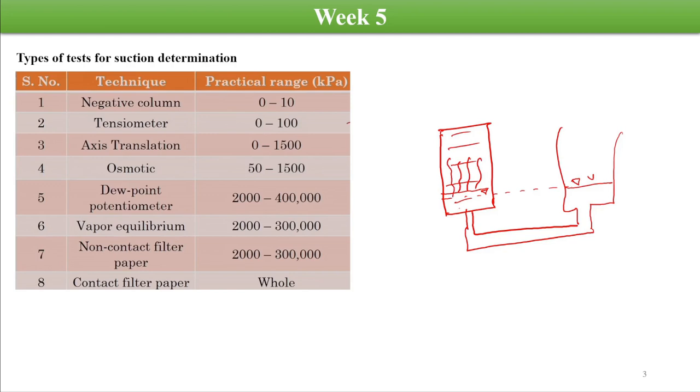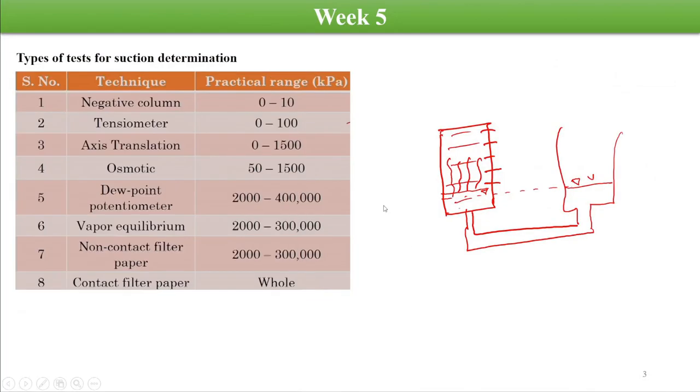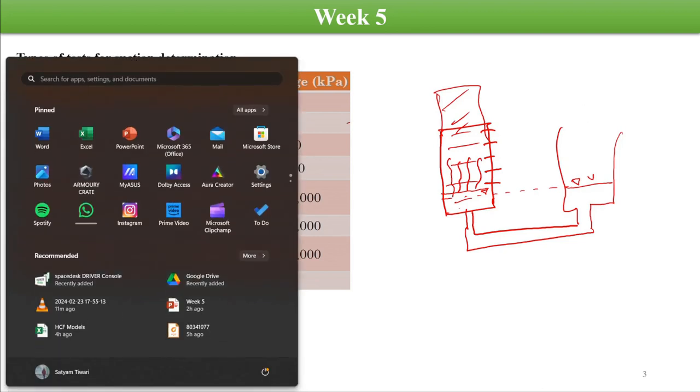In this technique we change the level of the water, and with the help of soil moisture sensors we measure the variation of the soil moisture content over the depth of the soil column. In this test we can measure soil suction in the range of 0 to 10 kPa, because we cannot increase the height of the column to a very great height, so it has a limit of about 10 kPa.